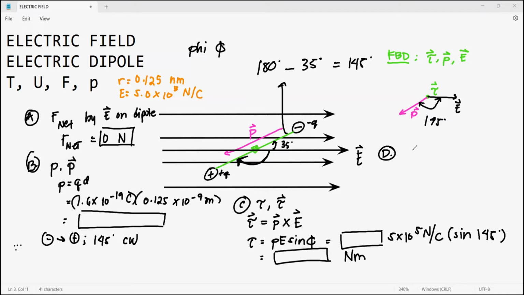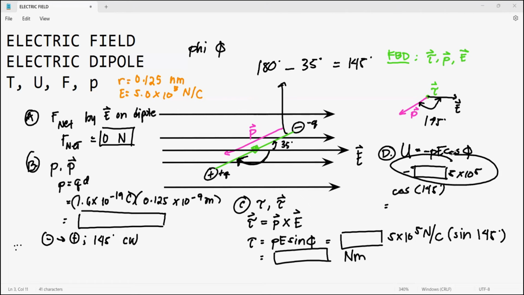Now lastly, we've got our D. Our D is, what is the potential energy of the system? And the potential energy of the system is given to be negative PE cosine phi. Our P is from our answer a while ago, our E is 5 times 10 to the 5th again, cosine phi. Our phi is still 145 degrees. Now, this thing will be negative, but then because of our cosine of 145, we've got to have a positive answer for our electric potential energy. So the answer here must be positive.